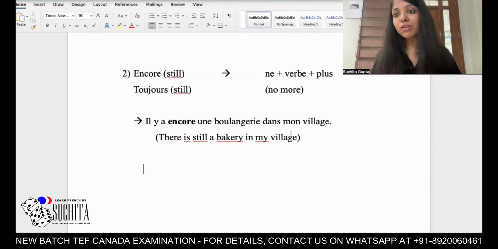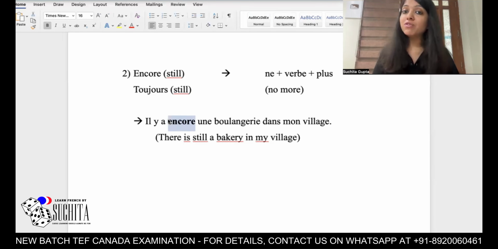The first example which is reflecting on your screen is il y a encore une boulangerie dans mon village, which means there is still a bakery in my village. Now, the word which has to be negated is encore. Encore means still. I told you encore always means still. Now, the negation of this would be ne plus verb plus plus, which means no more. So, basically, I want to say there is no more any bakery in my village. So, what was the basic negation of il y a?